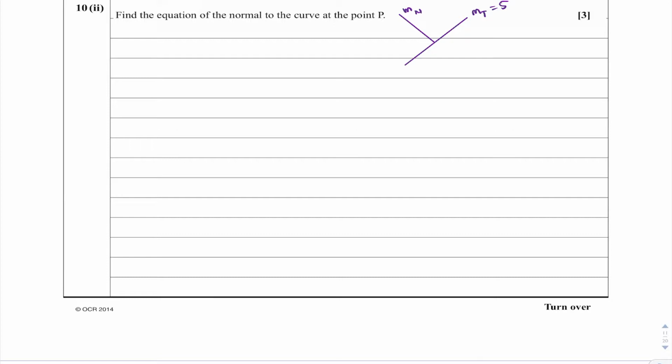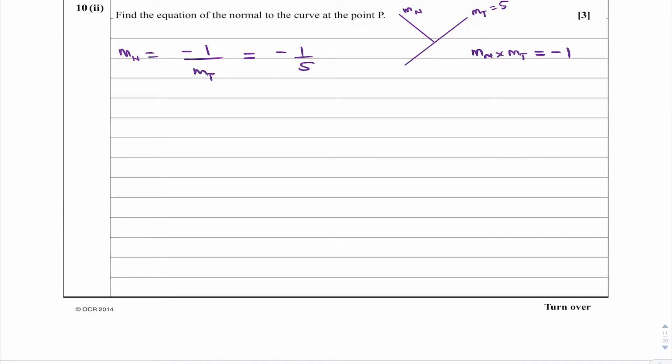a relationship that says mn times mt, the tangent, has to be equal to minus 1. That's the relationship between normal and tangent. So that's what we're going to do here. We know the gradient of the tangent equals 5. We can find the gradient of the normal now by just rewriting it. So m normal equals minus 1 over mt, which equals minus 1 over 5. So that's the gradient of the normal.